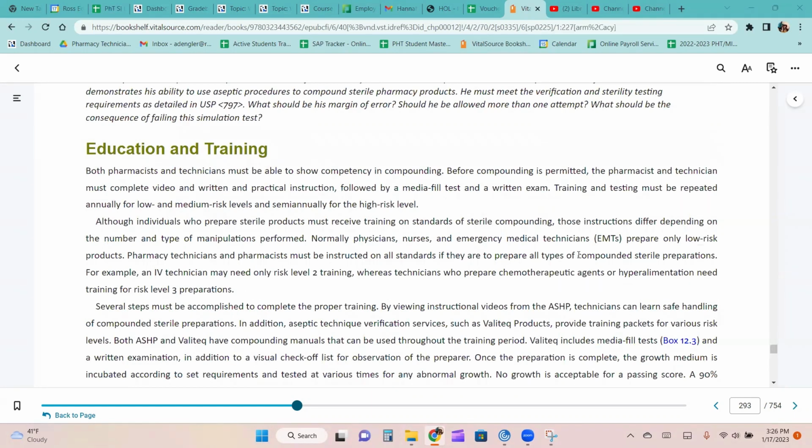Both pharmacists and technicians must be able to show competency in compounding. Before compounding is permitted, the pharmacist and technician must complete video, written, and practical instructions, followed by a media fill test and a written exam. Training and testing must be repeated annually for low and medium risk levels and semi-annually for the high risk level.